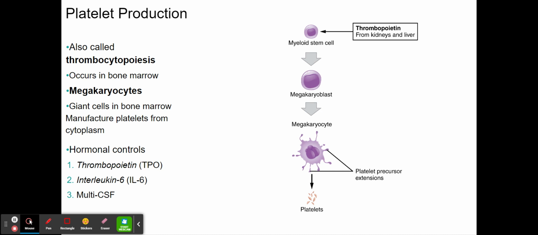3 substances influence the rate of megakaryocyte activity and platelet formation. They are 1, thrombopoietin, or TPO, or thrombocyte stimulating factor, which is a peptide hormone produced in the kidneys, and maybe other sites, but science isn't too sure about that one, that accelerates platelet formation and stimulates the production of megakaryocytes. 2, interleukin 6, or IL-6, which is a hormone that stimulates platelet formation. And 3, multi-CSF, which we talked about in the last module, which stimulates platelet production by promoting the formation and growth of megakaryocytes.